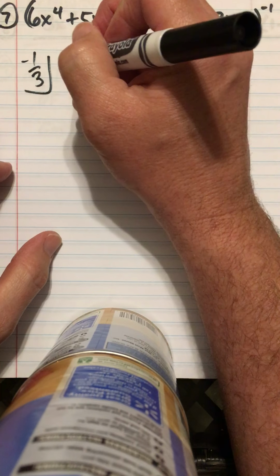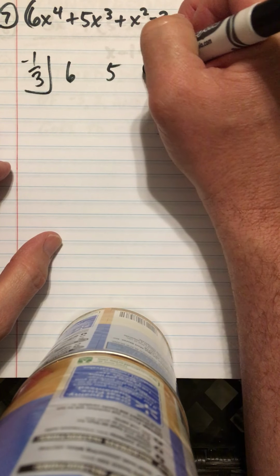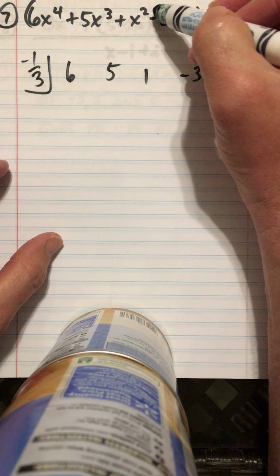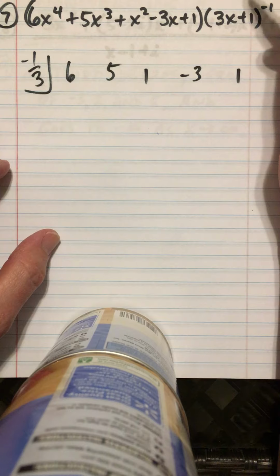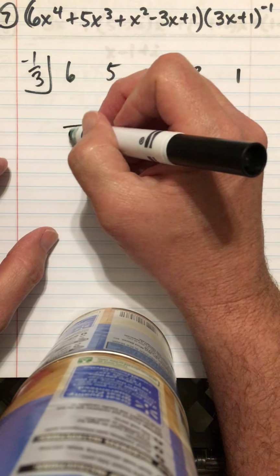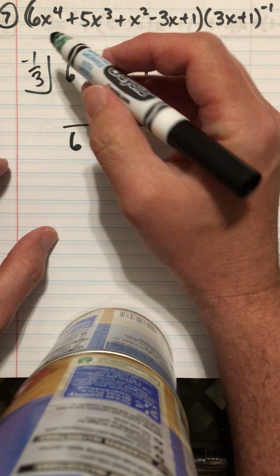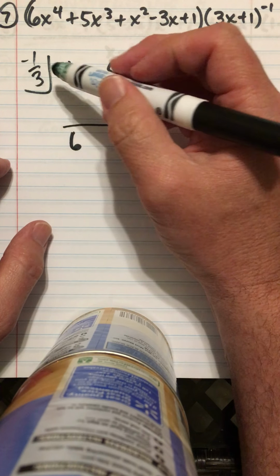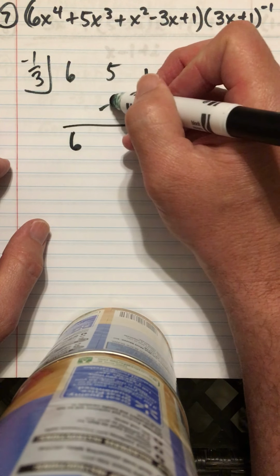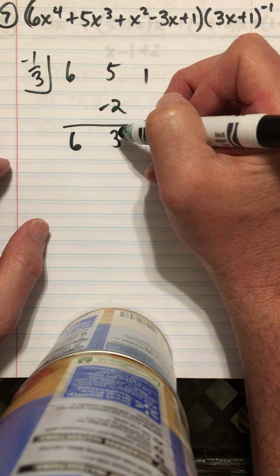The numbers in order, don't forget you're looking for zeros. If anything gets skipped, which in this problem nothing did, it went 4, 3, 2, 1, and 0 with the exponents. Skip a line and draw a line. Drop the front number, it's a 6. And you multiply 6 times a negative 1/3. 3 goes into 6 2 times. 2 times a negative 1 is a negative 2, and add.